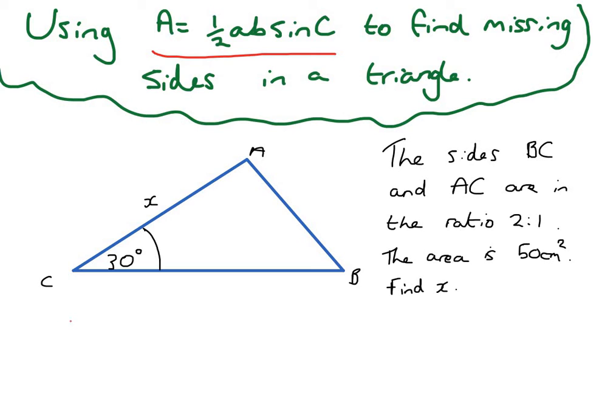So let's write down what we know. BC to AC in the ratio 2:1 tells us that BC divided by AC equals 2. Okay, and if this is the case, then BC must be two lots of AC, and AC is X. So this tells us that BC is 2X, whatever this X is that we're trying to find out. Now we're going to use our formula for the area of a triangle. We know the area is 50.